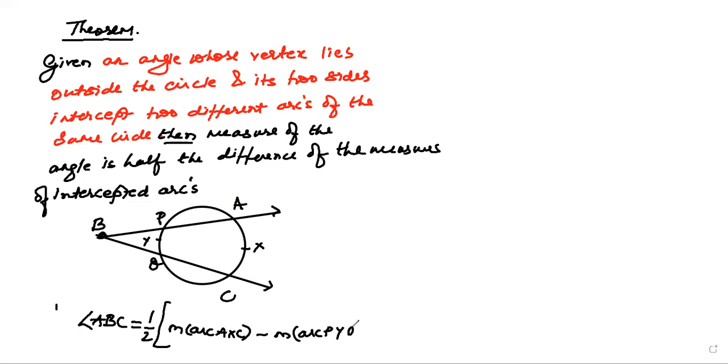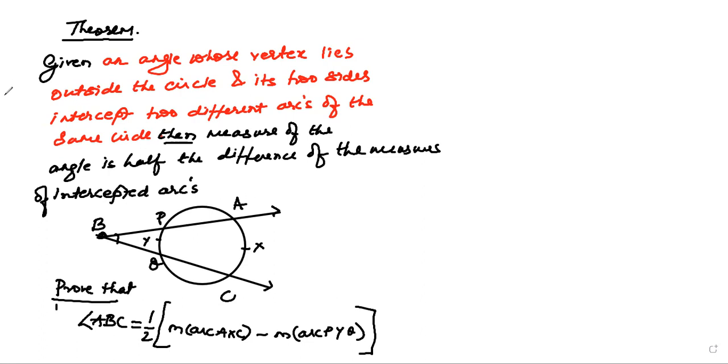This is what the formula is. That is what the theorem says. The moment you see angle ABC, where vertex B lies outside the circle and its two sides intercept two different arcs of the same circle, arc AXC and arc PYQ, these angles are intercepting these arcs. So naturally, angle ABC is half the bigger arc minus the smaller arc. Suppose I want you to prove this, okay? The question is prove this. This figure is given, you have to prove it.